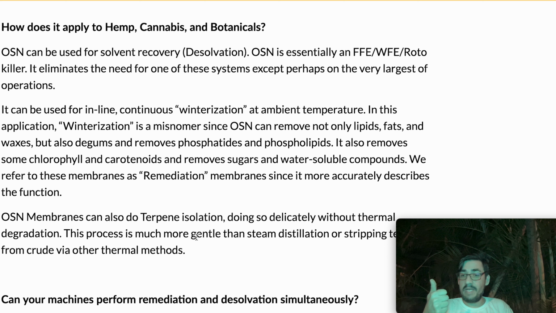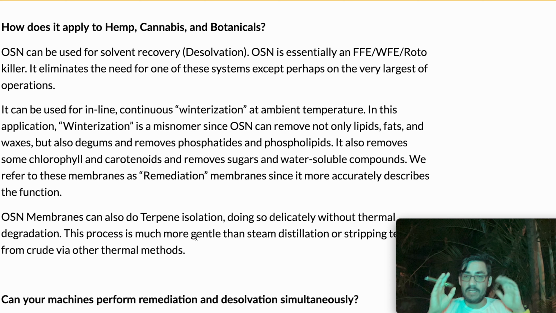Then you can do terpene isolation. So there's actual membranes that can separate terpenes, just allow terpenes to permeate out from your crude. You can do sugar removals. We have certain ceramic membranes that can just specifically remove sugars from your crude. So if you've got sugar problems, we got you. The other thing is winterization membranes, misnomer, but our winterization membranes effectively can remove 95% of fats in your crude.